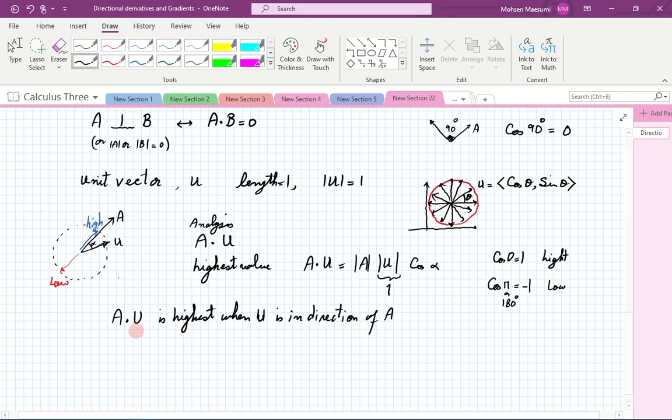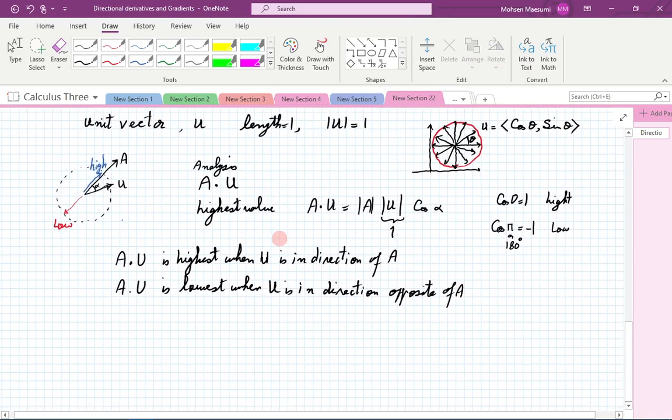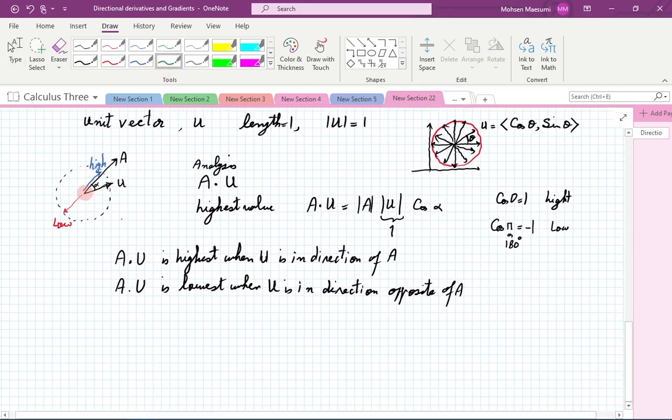Let's write that down before we move on. A dot U is the lowest when U is in direction opposite of A. Well, what about in between? In between, you could be at 90 degrees, of course. You could have these two configurations. The middle value is 0, so cosine of pi over 2, or 90 degrees, is 0. That's your middle situation.